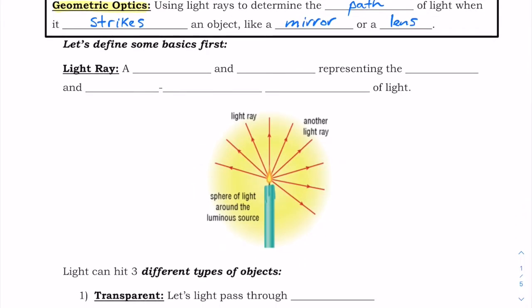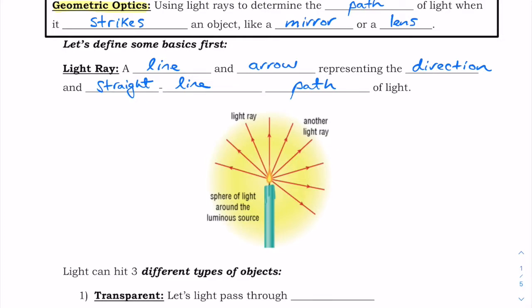We'll start off with a light ray. We basically use a line with an arrow to represent a light ray, and this represents the direction and straight line path that light travels in. An example can be seen in the picture below.